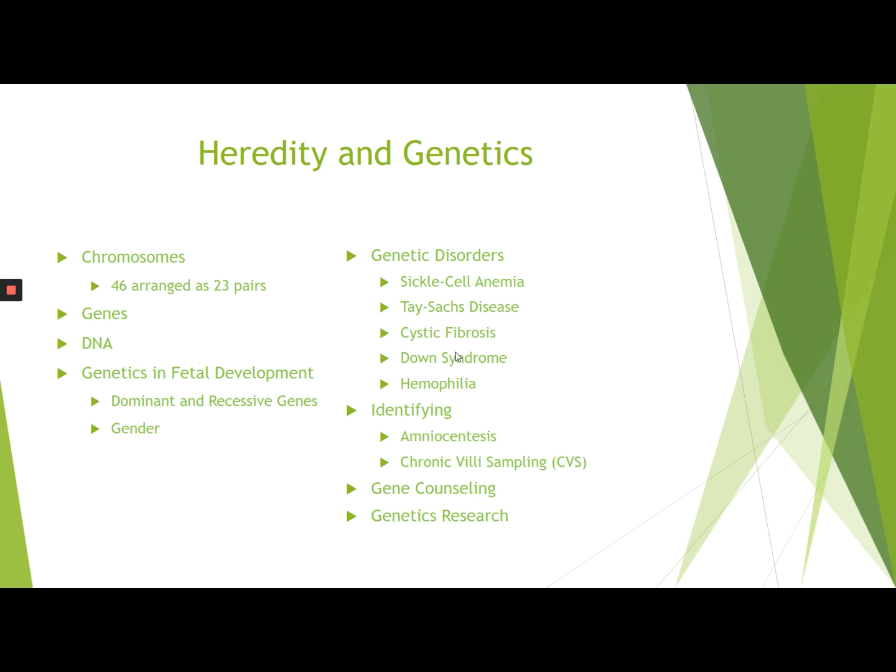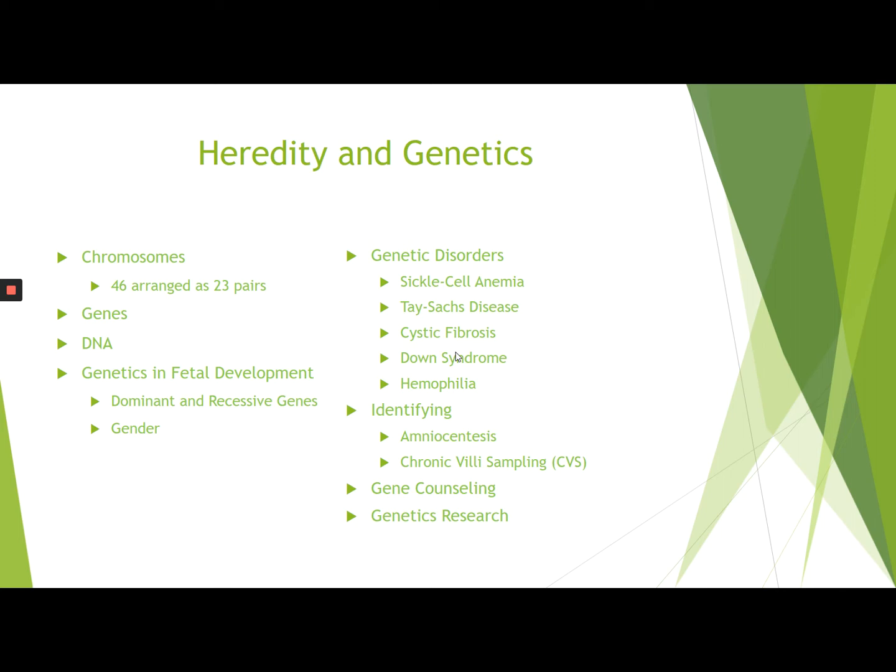We have Tay-Sachs disease, which is destruction of the nervous system, and can lead to blindness, paralysis, or death during early childhood. We have cystic fibrosis, when mucus clogs many organs, including the lungs, liver, and pancreas. You have nutritional problems, serious respiratory infections, and congestion. Down syndrome: there are varying degrees of mental retardation, short stature, and a round face with upper eyelids that cover the inner corners of the eyes. Then we have hemophilia, which is the failure of the blood to be able to clot.